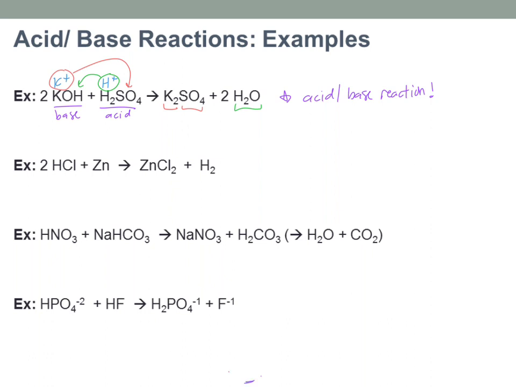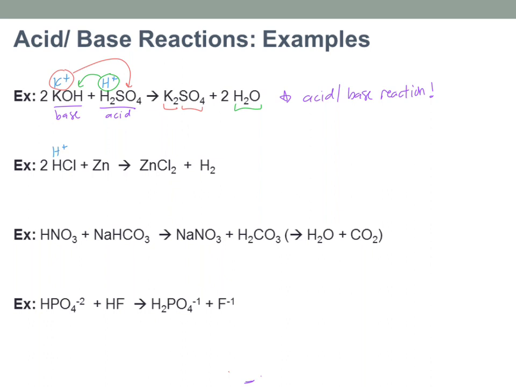If I look down at the second example, I've got hydrochloric acid, HCl, and zinc, which make zinc chloride and H2 gas. Let me write this: I've got my H plus and my Cl minus in HCl, but then I just have zinc. It's not an ionic compound. I don't see it split up. There's no cation and anion. It's just one thing. And so even though HCl is considered an acid, a strong acid, it's not transferring its H plus to something.